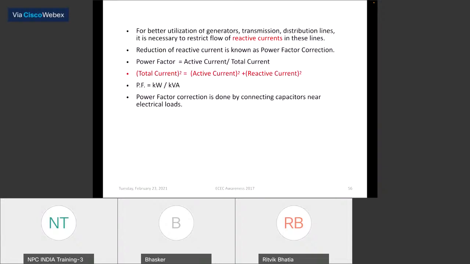So for better utilization of generators, transmission and distribution lines, it is necessary to restrict the flow of reactive current in the lines. The reduction of reactive current is known as power factor correction. The power factor is active current to the total current, where total current squared is equal to active current squared plus reactive current squared, or power factor is equal to kW by kVA. Power factor correction is done by connecting capacitors near the electrical load.